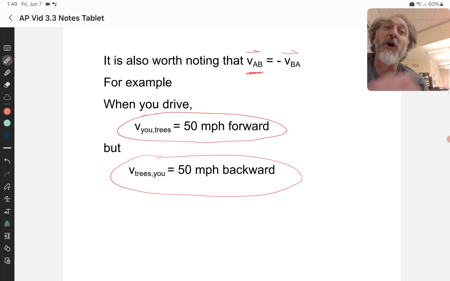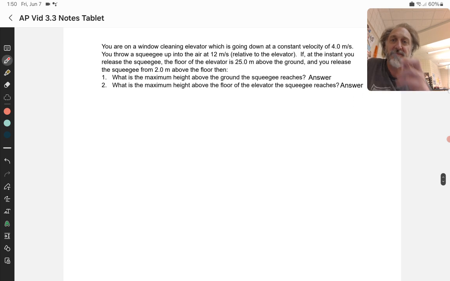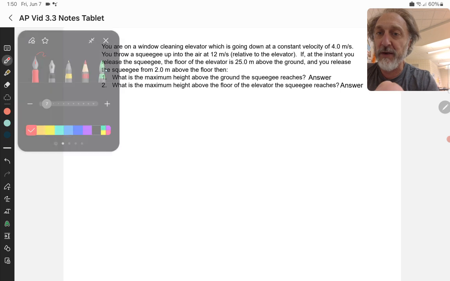All right, so now let's do an example. You are in a window cleaning elevator, which is going down at a constant velocity of 4 meters per second, presumably relative to the ground, right? So let's make a note here.